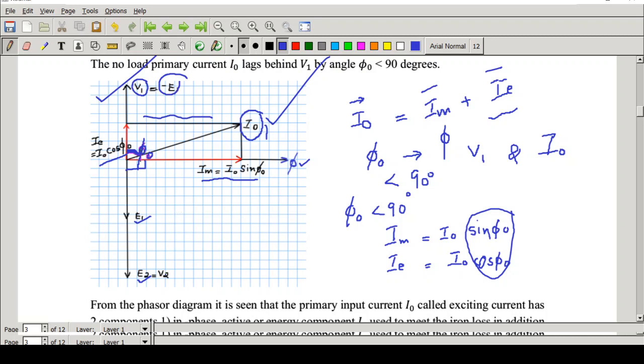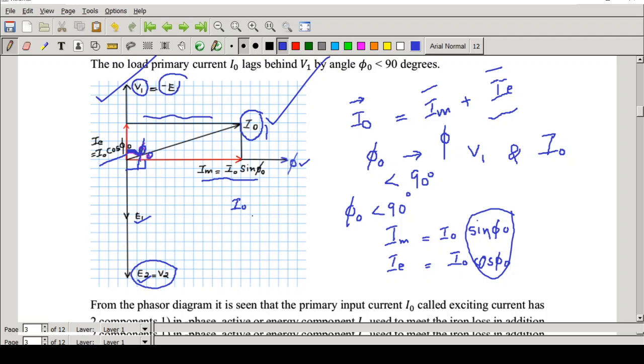Then you have to write that since this is a no load condition, we can take E2 equal to V2 because there is no voltage drop. That you have to explain. Then you have to say that the current I0 consists of two components, IE and IM. IM is a magnetizing component which produces the flux, and IE is a core loss component.